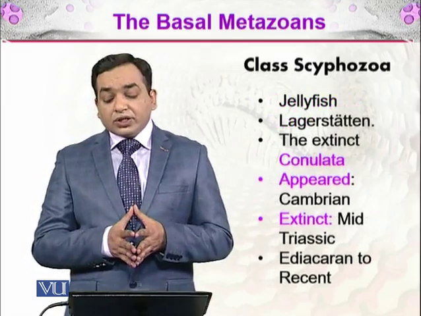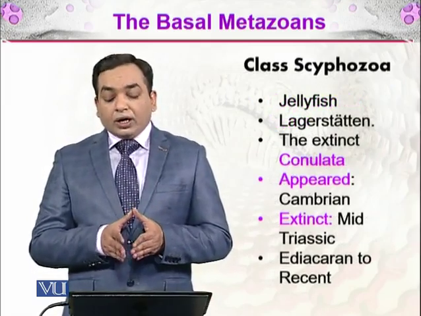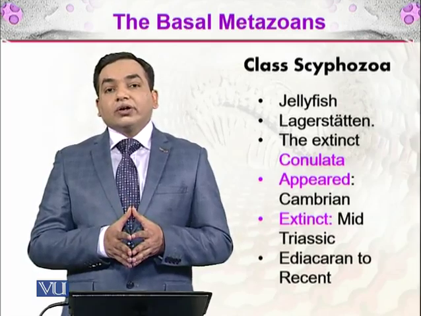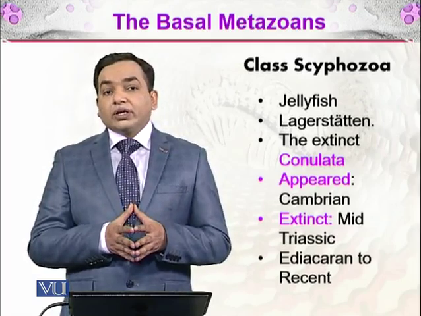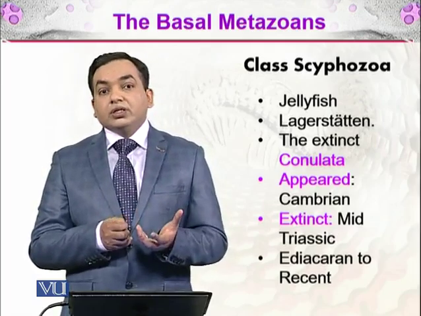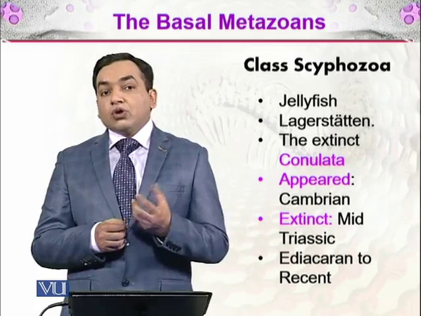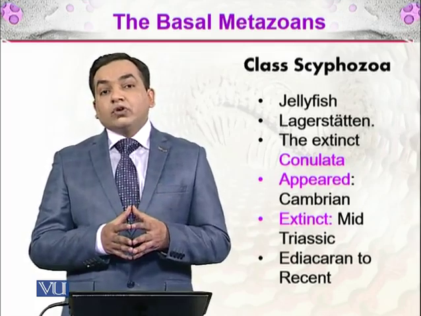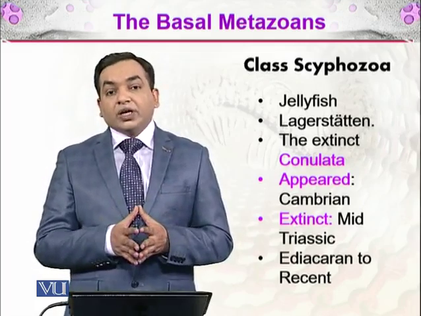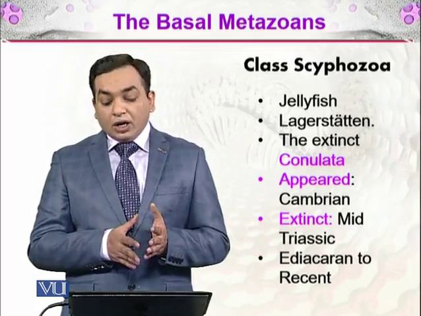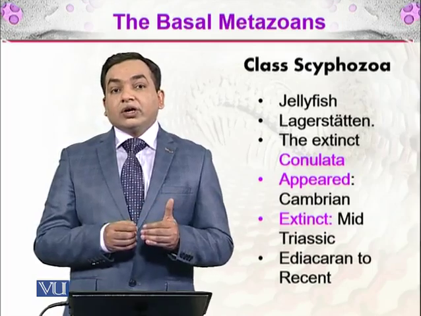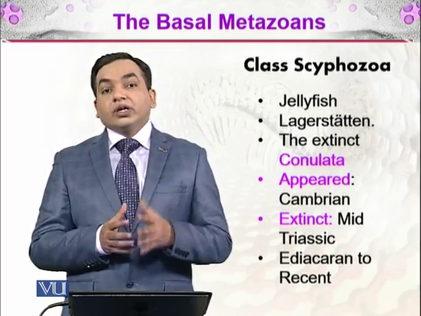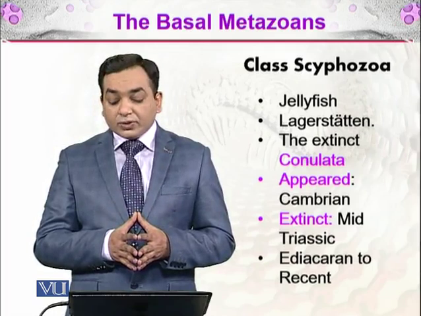Now the next class is Scyphozoa. These are the groups which are related to the jellyfish. As you know, jellyfish have a very, very soft structure, which cannot be fossilized. So they are normally found in the Lagerstätten, and you already know what the Lagerstätten are. These are very well preserved layers of fossils at one place.